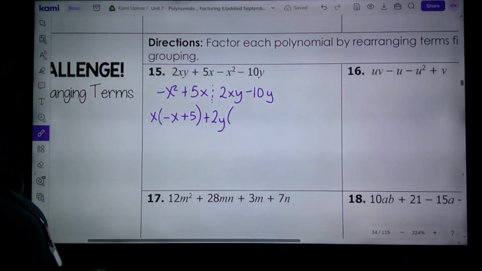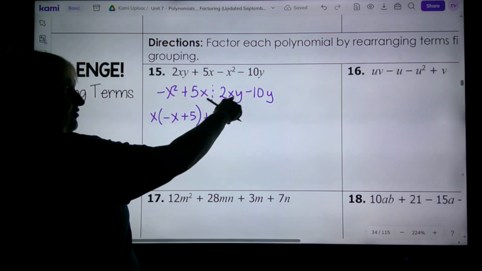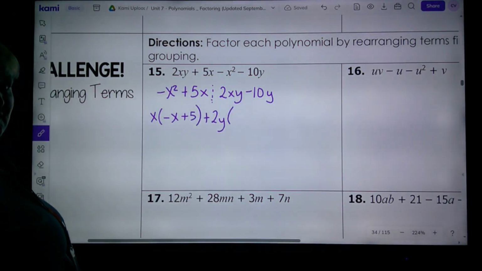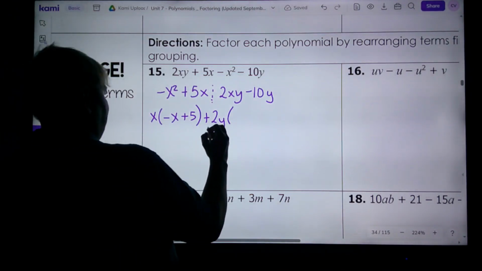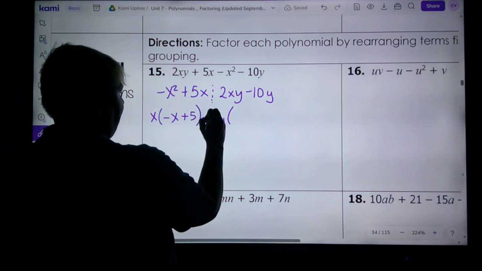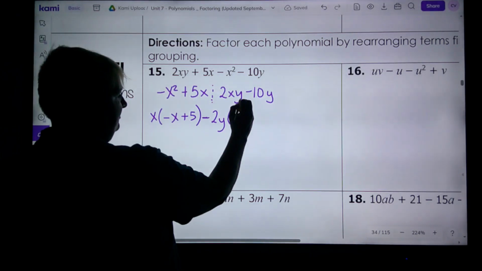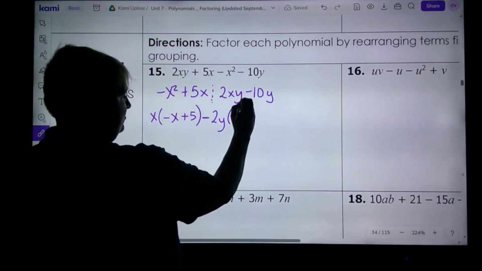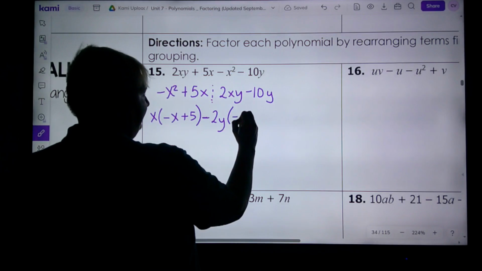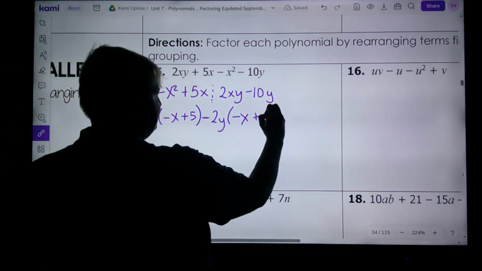here's where that question comes in. If we know that we need the signs to be negative and positive, we need to change their signs. Which means we need to take out a negative 2y. Right? Because if we divide this by negative 2y, we're left with negative x, and if we divide this by negative 2y, we're left with a positive 5.